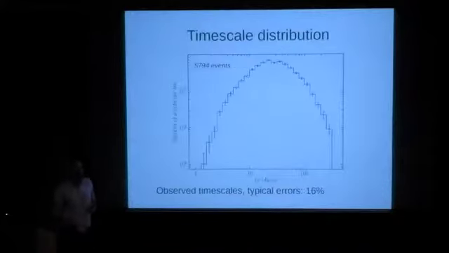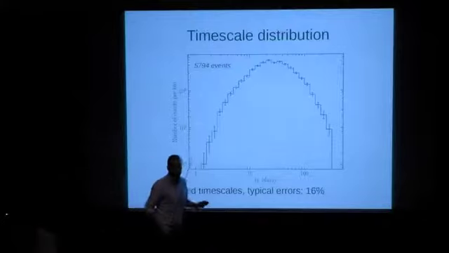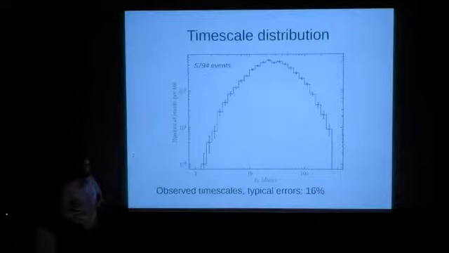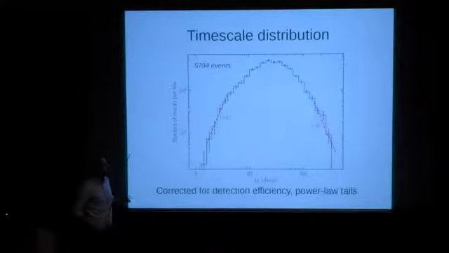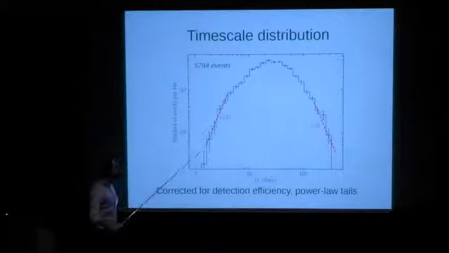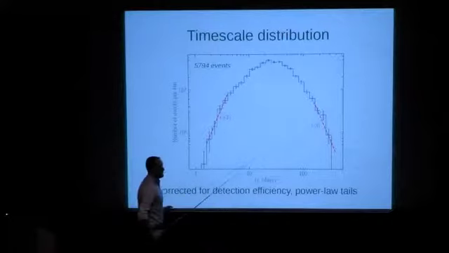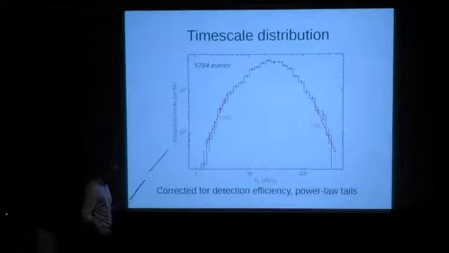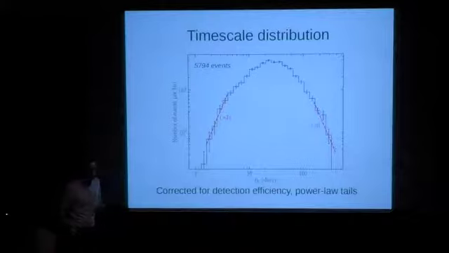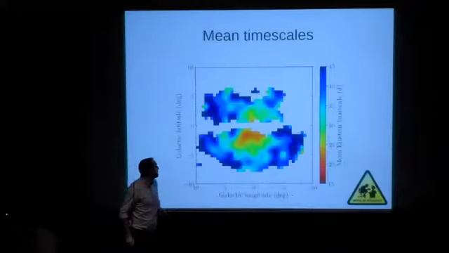Okay, so this is the distribution of timescales for our sample of 5,800 microlensing events. Timescales are measured quite precisely with typical accuracy of between 10 and 20%. This is the same histogram, but it is corrected for detection efficiency. And we see what we have seen before, so nice parallel tails with slopes +3, -3. This is what you expect from theory. We do not see any excess of events here. As I said, we are still sensitive to events with timescales of about 1 and 2 days.